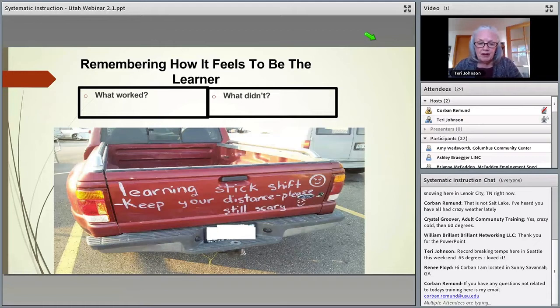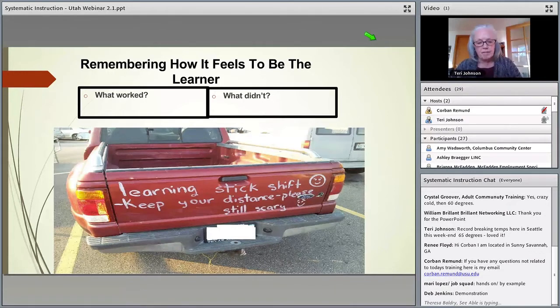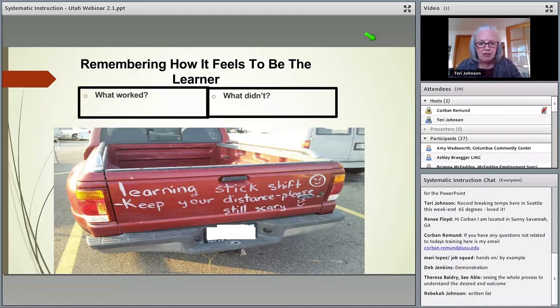The picture there, I don't know how many of you went through the process of learning to drive a stick, but that's a picture that when I came across it, I thought this is perfect, because for those of us who've had that experience, we're back there. Maybe it was 40 years ago, but we're immediately back there when we think about that experience.